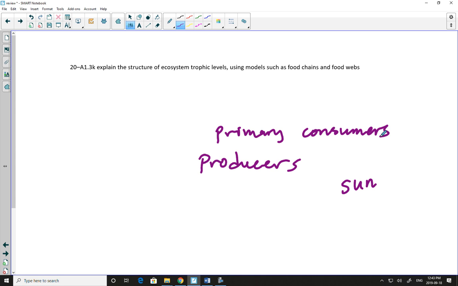Could a primary consumer in a food chain or food web be an omnivore? Yes, because in the food chain we're just doing a step by step, but omnivores will eat plant material as well. So primary consumers could be herbivores, but they could also be omnivores, right? Right. And then secondary consumers.